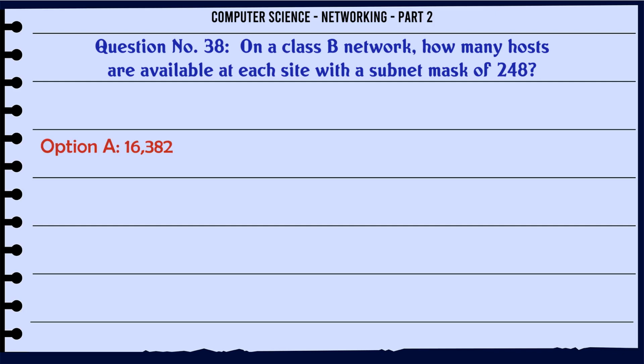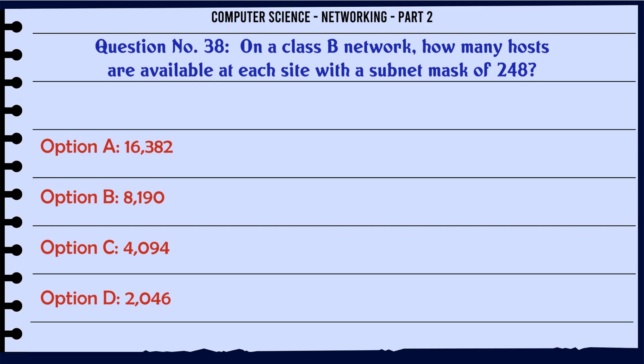On a Class B network, how many hosts are available at each site with a subnet mask of 248? A. 16,382. B. 8,190. C. 4094. D. 2046. The correct answer is 2046.